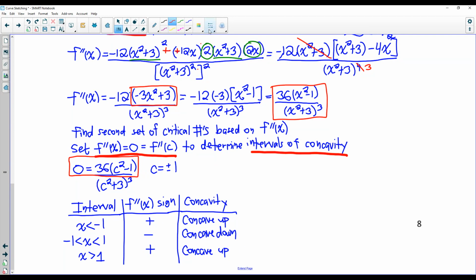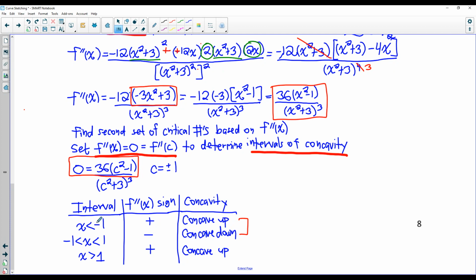It also wants me to identify points of inflection. So points of inflection are going to be the points where you have a change in your concavity. So here, specifically, if you compare these two intervals, you're going from concave up to concave down.